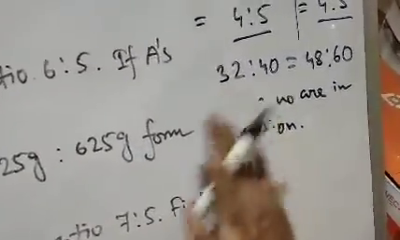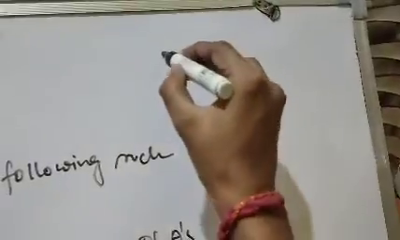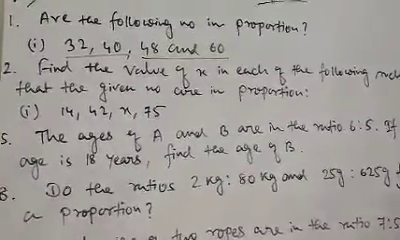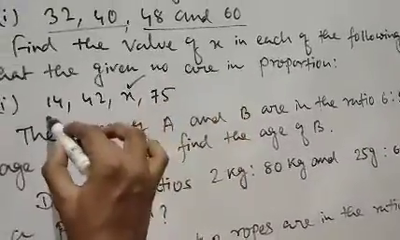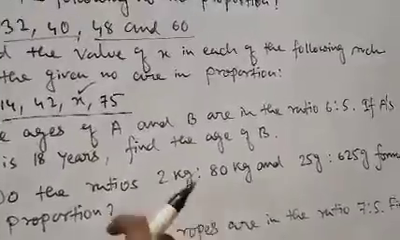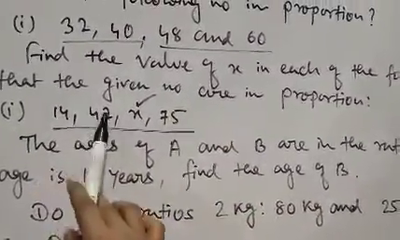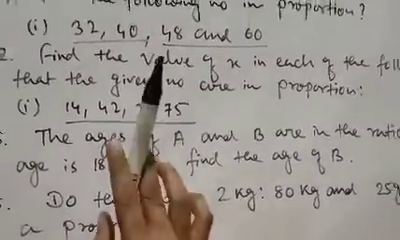Next, question number 2. Question number 2 says, find the value of x in each of the following such that the given numbers are in proportion. So we have to find the value of x. It is given in the question that these four numbers, 14, 42, x and 75, are in proportion. We have to find just the value of x.